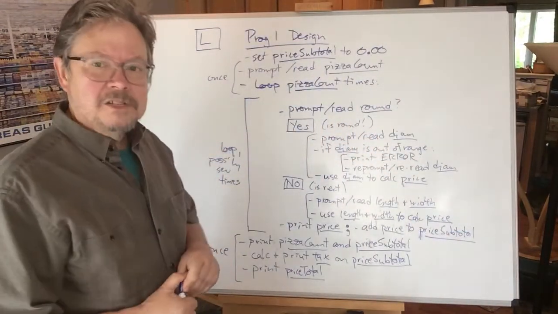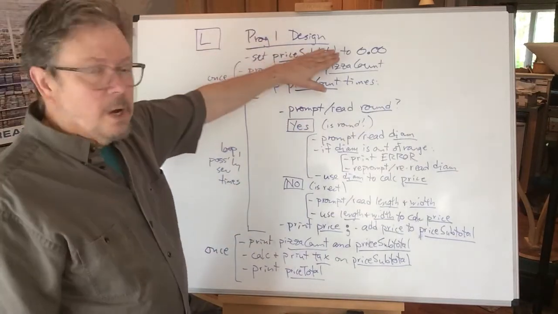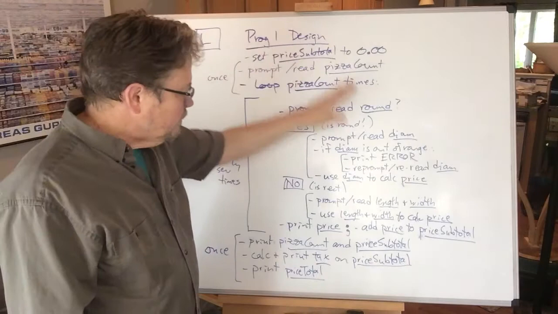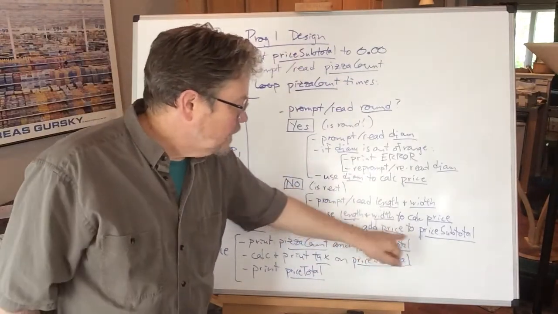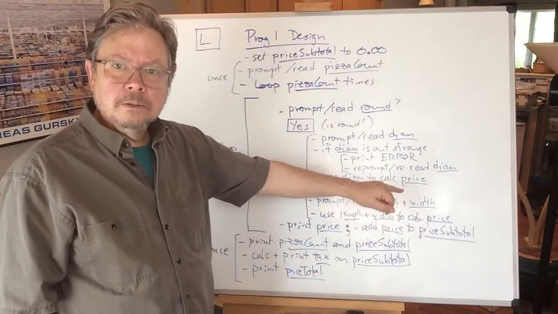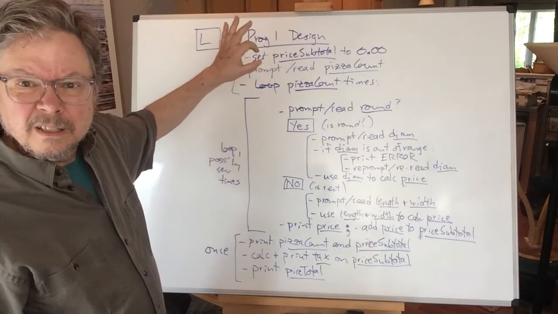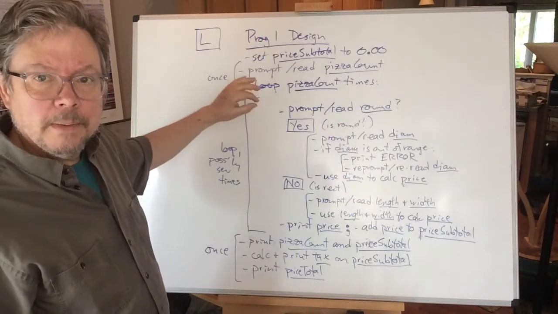Ladies and gentlemen, that is a classic use of a running total. You initialize it to 0. You go through a loop. Every time you go through the loop, you add something to it. We're adding price to price subtotal. Over and over and over again. Don't print it out. We don't need it yet. We don't need it until we've read all the pizzas. All 16 of them, all 2 of them, whatever it may be.